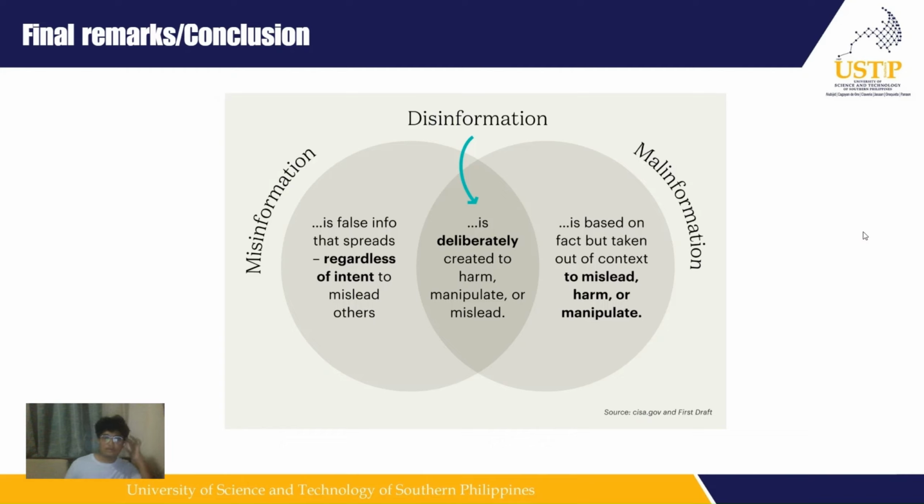Anyways, the key differences of the three are these. First, misinformation is false information that is spread regardless of intent to mislead others. Disinformation is deliberately created to harm, manipulate, or mislead. Malinformation is based on facts but taken out of context to mislead, harm, or manipulate, just like I said earlier.